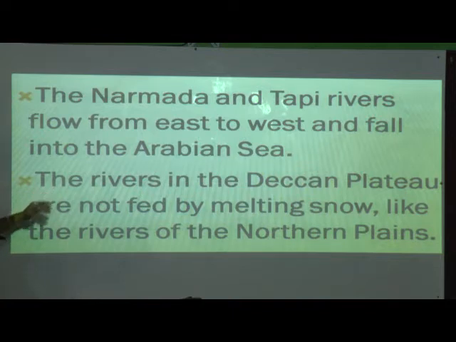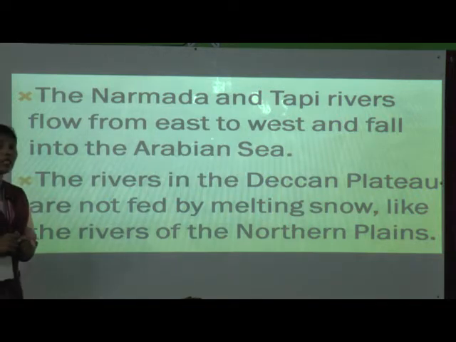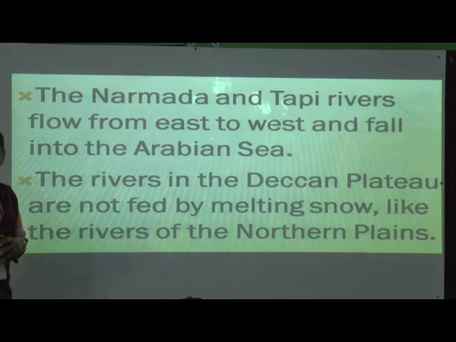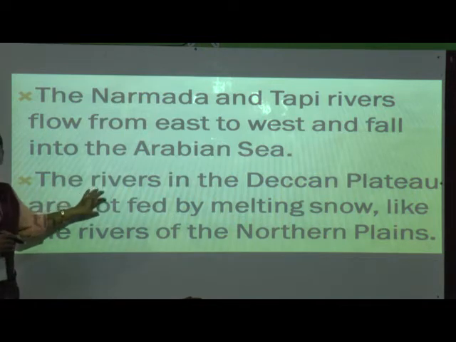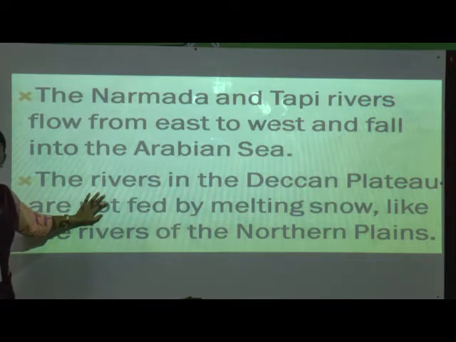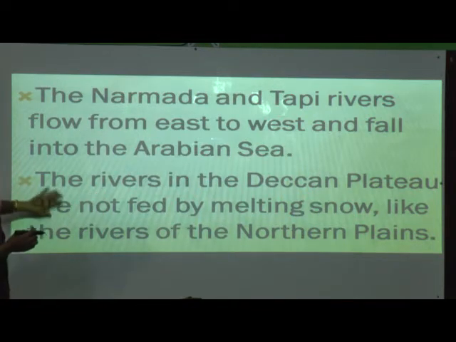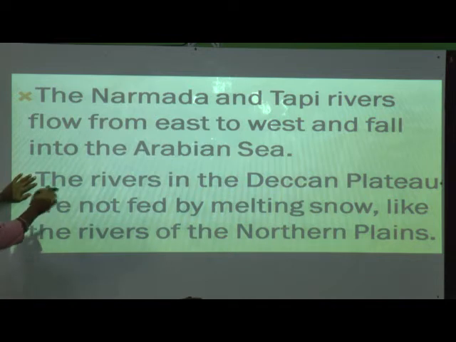The rivers in the Deccan Plateau are not fed by melting snow like the rivers of the northern plains. In the previous chapter on the northern plains, we studied that the rivers originate from the Himalayas, the mountains fed by snow. But in the Deccan Plateau, the southern plateau, the rivers are not fed by snow, they are fed by rain. This is not melting snow as in the northern plains.